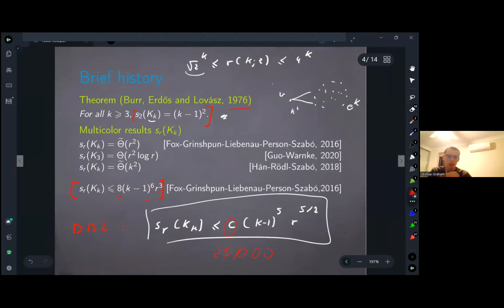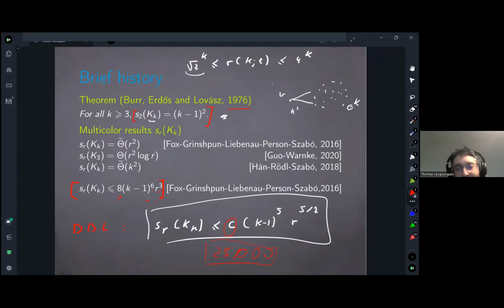Right, I see. Okay. So it's an improvement more in the asymptotic case, not so much for small values. Yes. But we didn't try to optimize the constant that much. So it's probably doable.